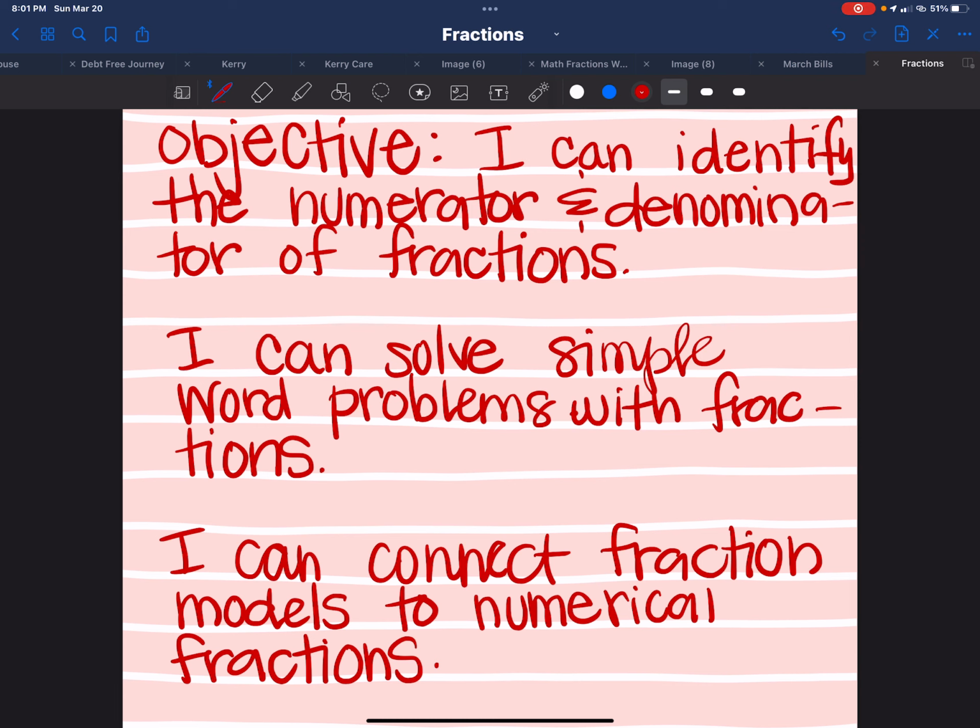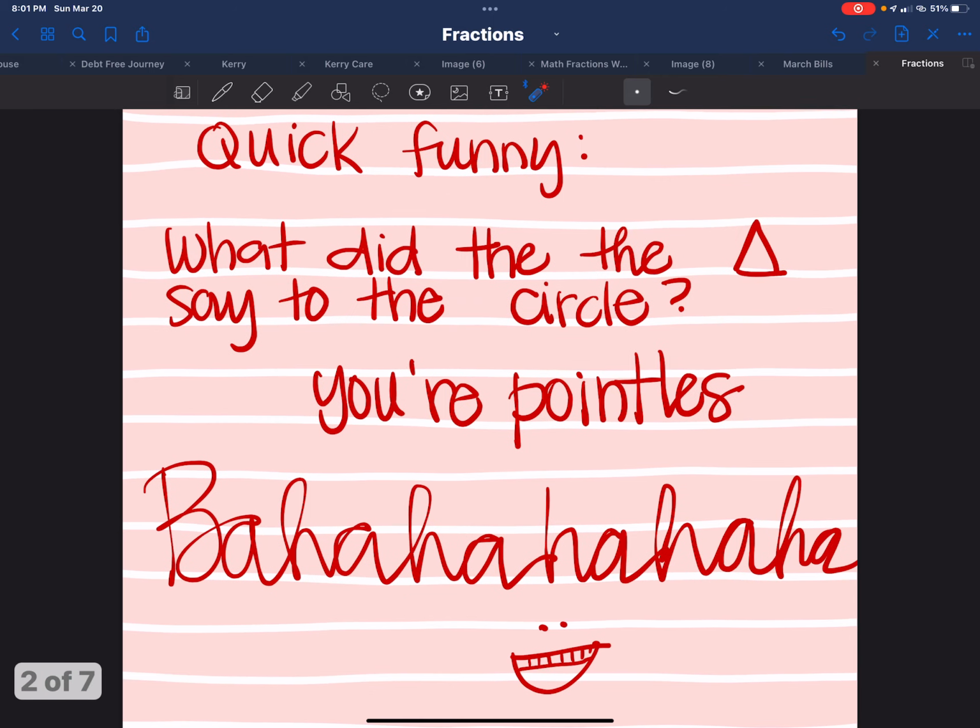So today we're looking at fractions and we have three different objectives. Our first objective is that we can identify the numerators and denominators of fractions, and we can solve simple word problems with fractions, and we can connect fraction models to numerical fractions.